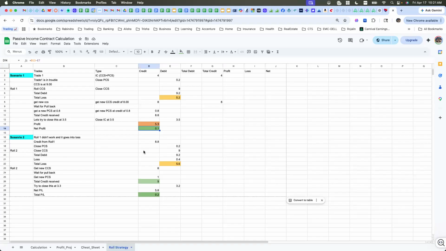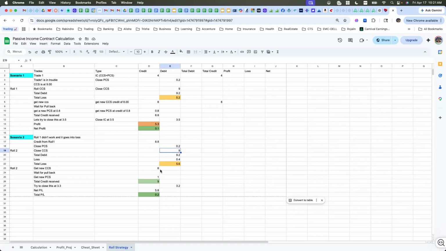Close the PCS at 0.2, because your PCS was 0.8 here. So you are still trying to close that 0.8 or 0.1. I'll say 0.1, not 0.8. Sorry, 0.2, 0.1. Suppose 0.2. Now close the CCS still at 9, because CCS is in trouble, right? Why are you considering rolling? Because it is in trouble, so it may be at 9. So you are closing the CCS at 9, closing the PCS at 0.2, you are paying a debit of 9.2.